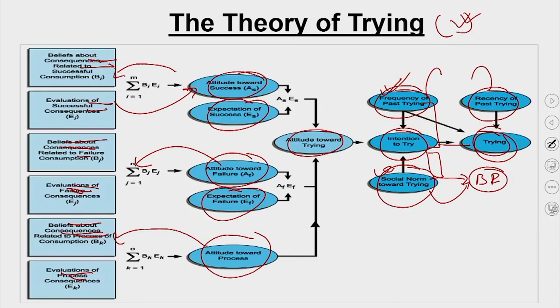And this attitude towards success is also supported by her expectation, how much she believes that she is going to succeed, how much she believes that she is going to fail. And all this combined together will actually tell whether Sita is going to try a new gym that I have come up with, a new gym that I have proposed. So this is the theory of trying.